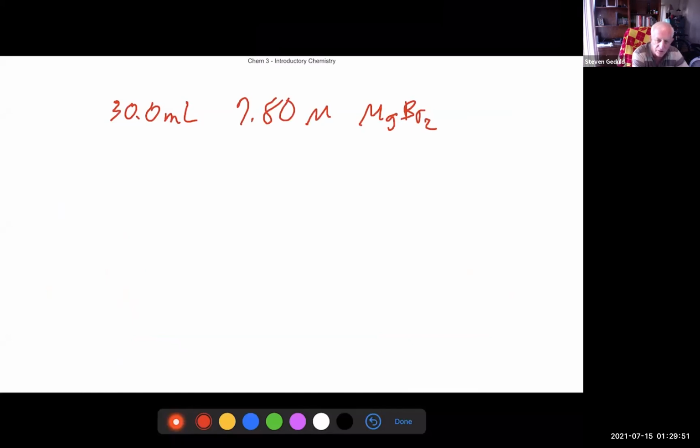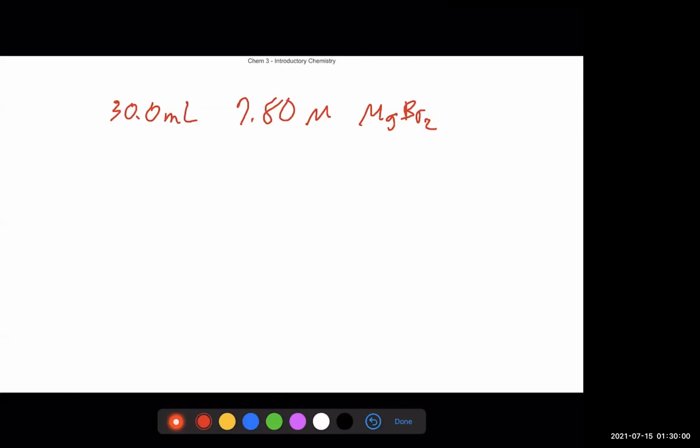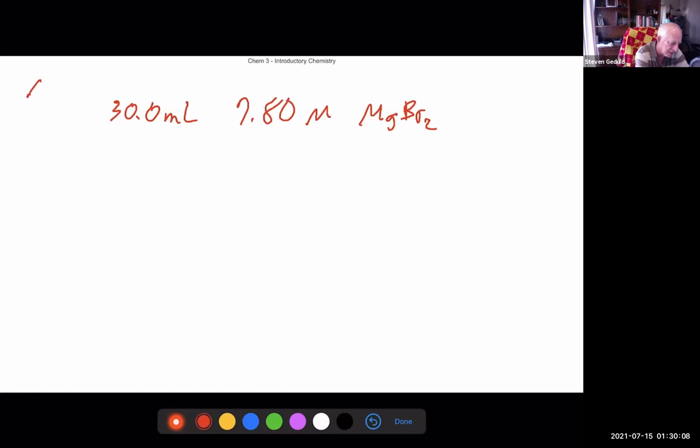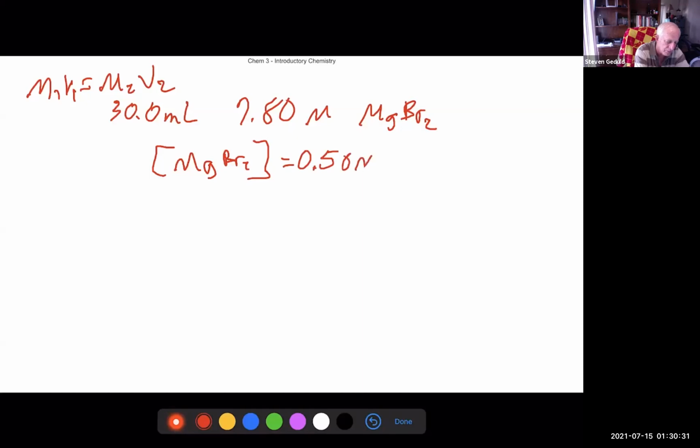Once you see the word dilute, what do you think of? M1V1 equals M2V2. Perfect. As soon as you see the word dilute, that's what you think of, because you only have one formula for dilutions, and it's M1V1 equals M2V2. It says we want to dilute that until the magnesium bromide concentration, and when you see brackets around something, it means concentration, is 0.50 molar.